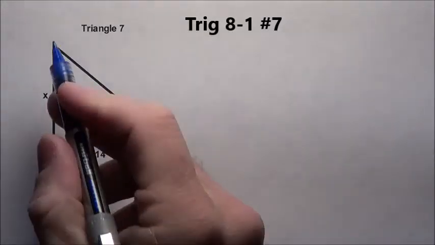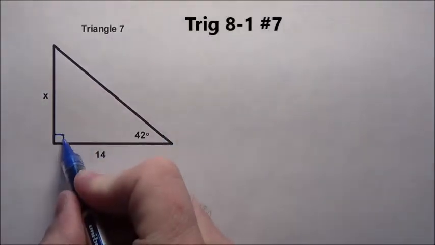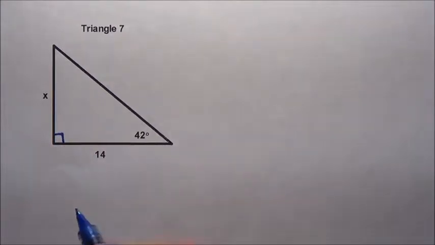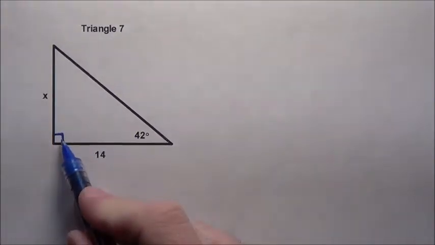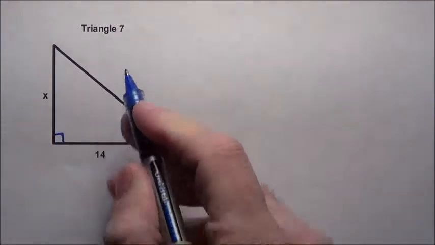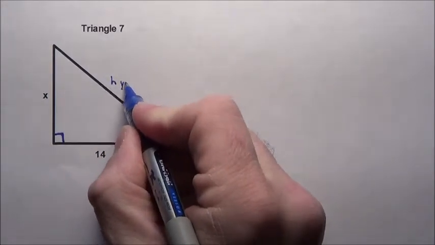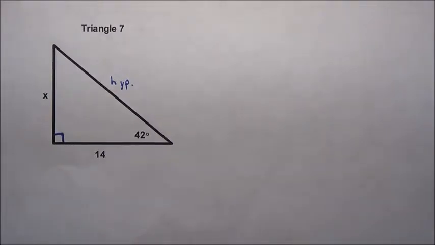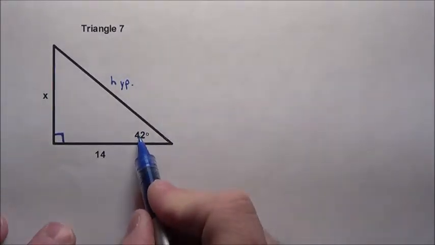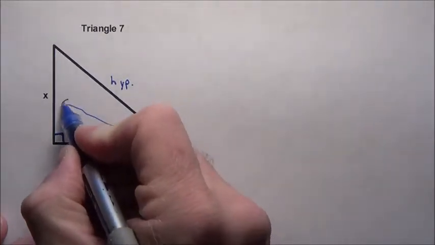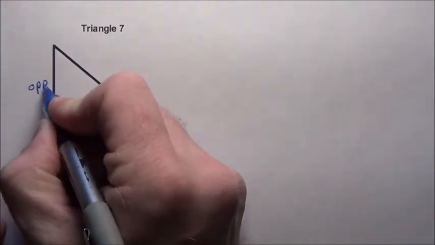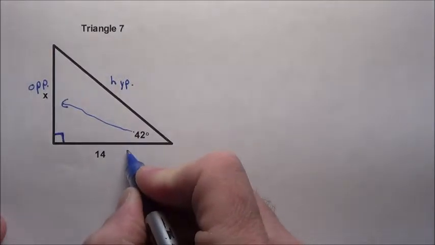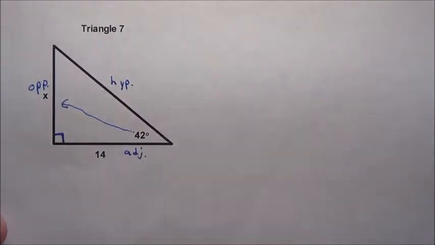Triangle number 7. We have a right triangle here, so here's our right angle, obviously. Now, let's label things. Across from the 90, this over here, we know that's our hypotenuse. That can't ever change. These two sides are adjacent and opposite, and it depends on where the angle is given. Since the angle is given here, this across from me is going to be labeled the opposite side, and this right here beside me is going to be labeled the adjacent side.